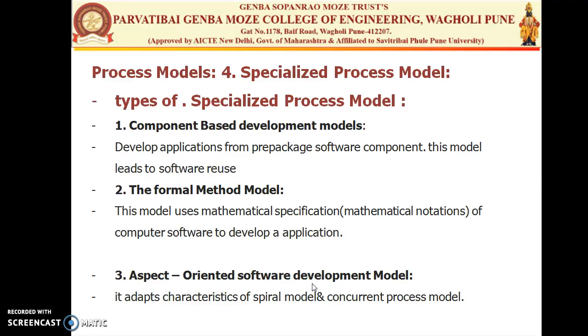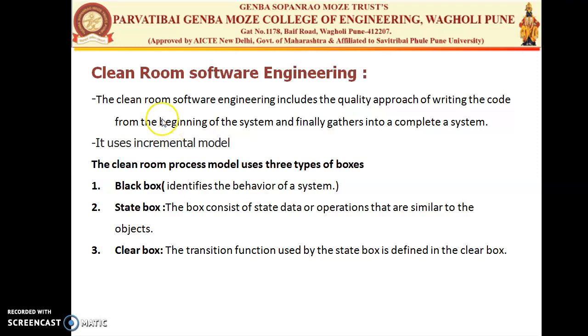specified by one or two models. So to reduce the complexity, we use the aspect oriented programming model. Then we have seen clean room software engineering, which says to write the right code from the first line. So we do not have many bugs at the testing phase, but it has some drawbacks also.